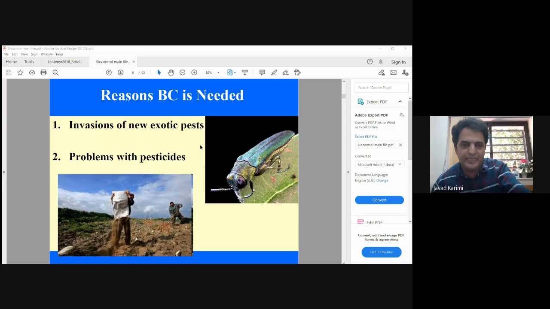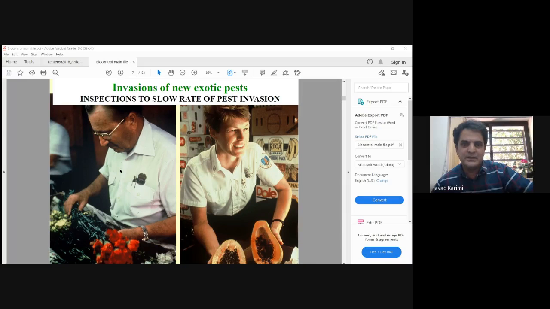tomato leaf miner. This is a global challenge for most countries of the world, which invaded even the Middle East, even Iraq also, and you can find it in every greenhouse. And also the problem about pesticide, another challenge, which means we have to use alternative techniques instead of pesticide. There are many problems that we will discuss.